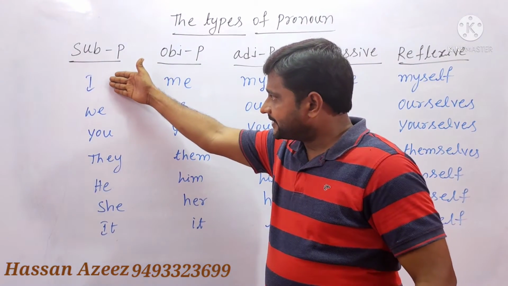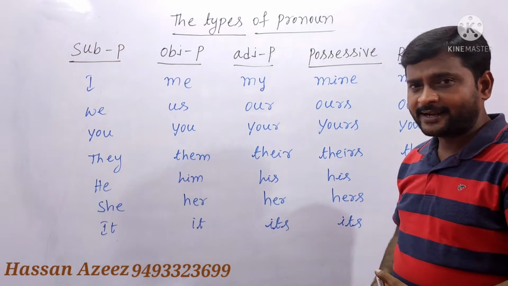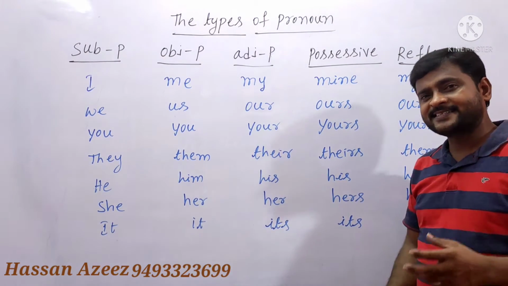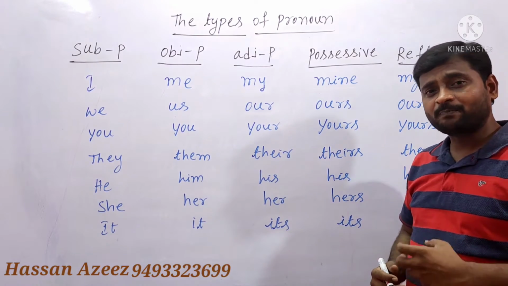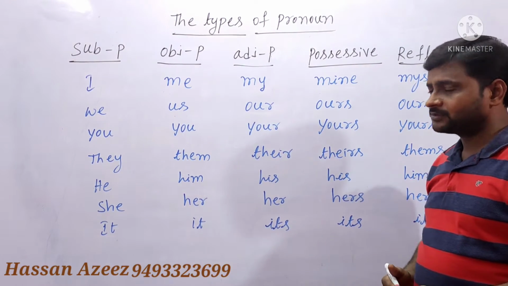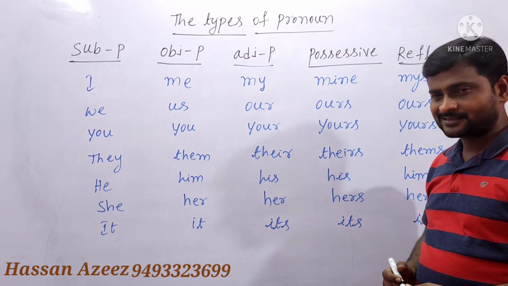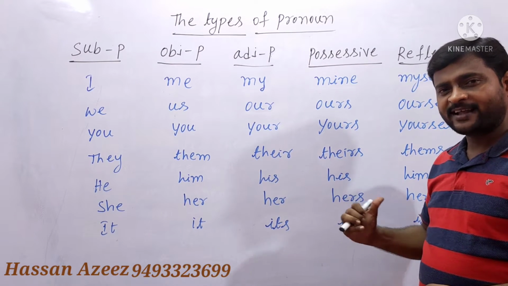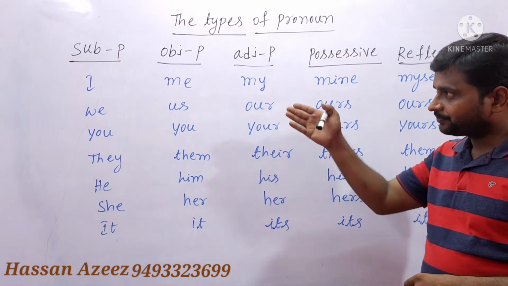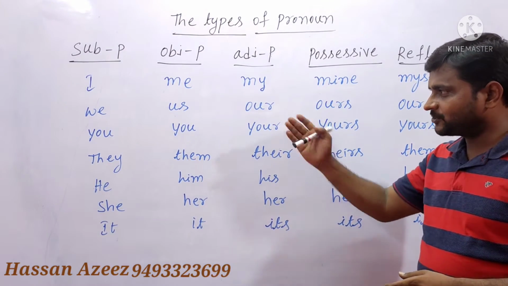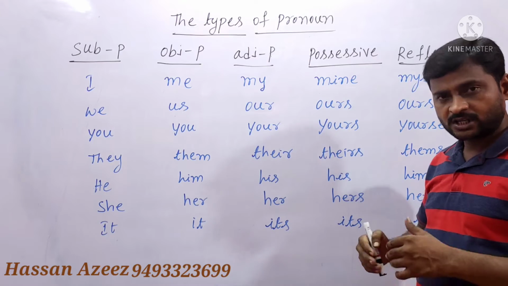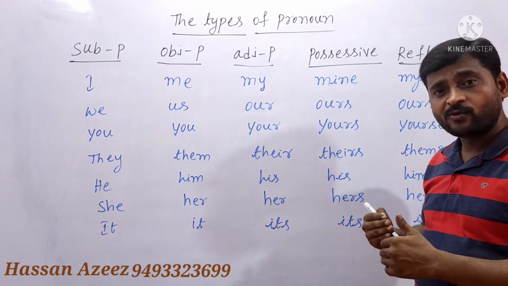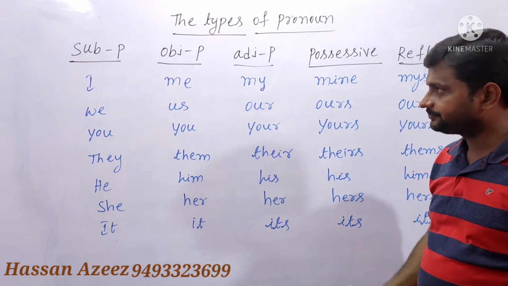Subjective pronoun I, objective pronoun me, adjective pronoun my, possessive pronoun mine, reflexive pronoun myself. Subjective pronoun we, objective pronoun us, adjective pronoun our, possessive pronoun ours, reflexive pronoun ourselves. Subjective pronoun you, objective pronoun you, adjective pronoun your, possessive pronoun yours, reflexive pronoun yourself or yourselves.